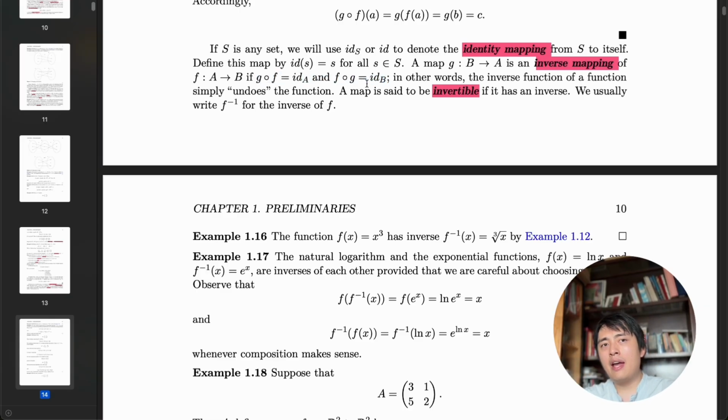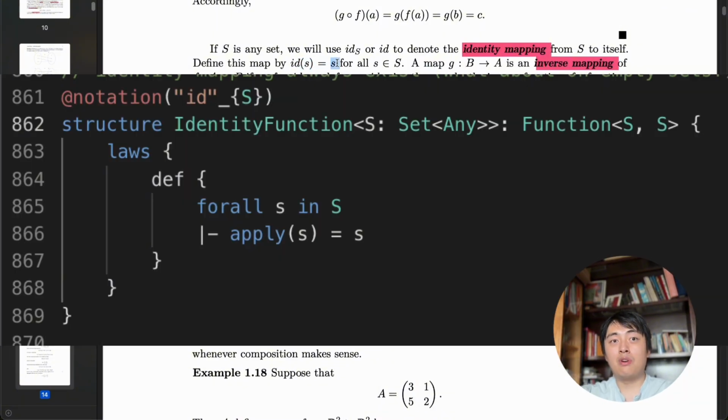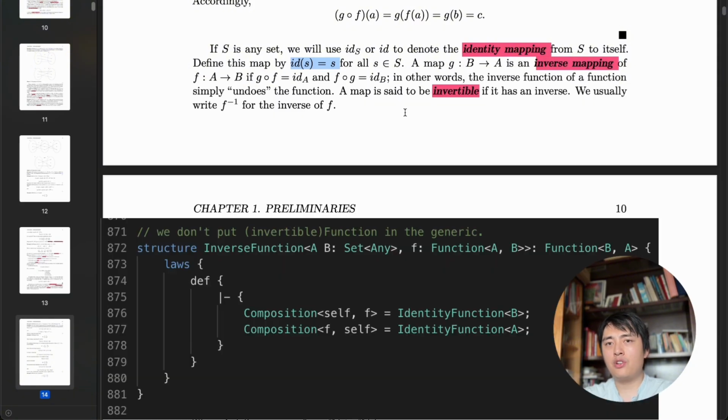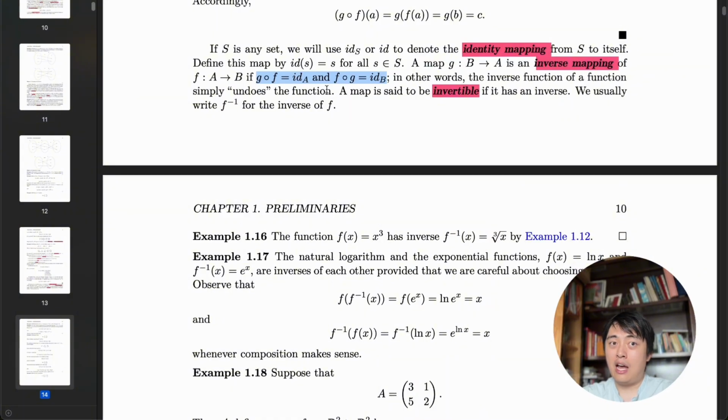And the law defining an identity function is such that whenever you apply, remember the apply method comes from the inheritance of the function, when you apply something in the domain set, you always get the same thing back in the same set. But for the inverse function, the law says that whenever you compose a function with its inverse, whether from the left or from the right, they will always give you an identity function. Depending on the order, you get the identity function in the domain or the identity function in the range. Okay, so that's really handy. That means the inverse is basically canceling out the function.